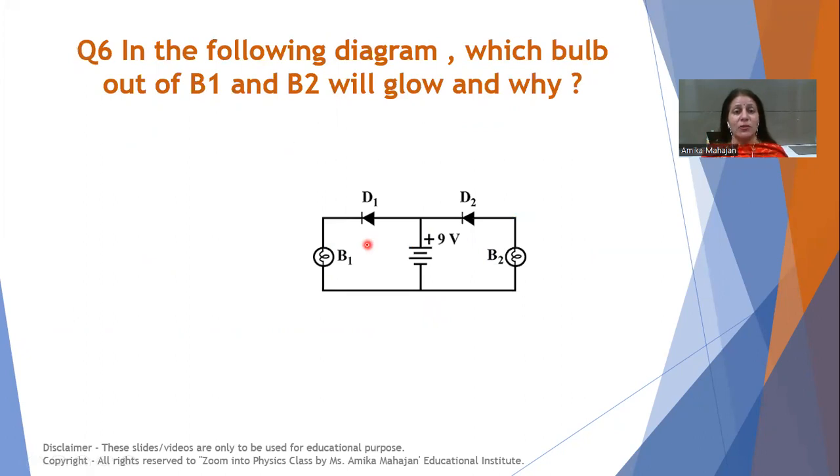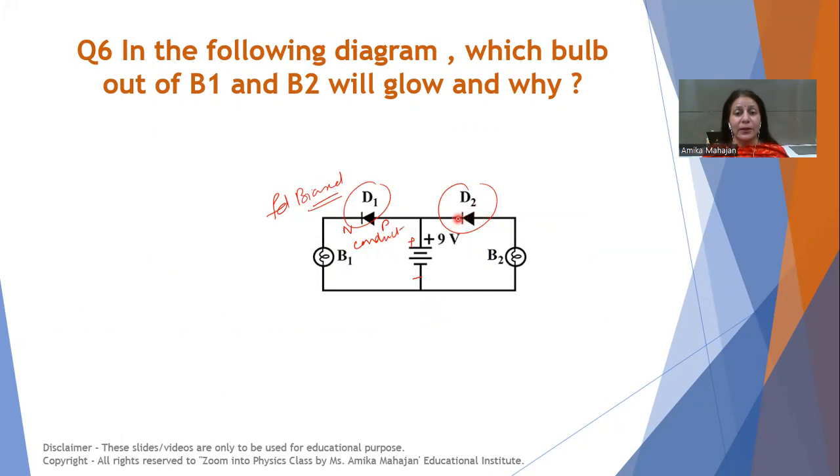Now in this diagram, which bulb will glow? We know that only that bulb will glow which has current flowing through it. Now, here 2 diodes are there. That means diode should conduct in that case. So let's check. Here P is connected to positive, N is connected to negative. So it is forward biased. And when diode is forward biased, it conducts. So this part of the circuit will conduct.